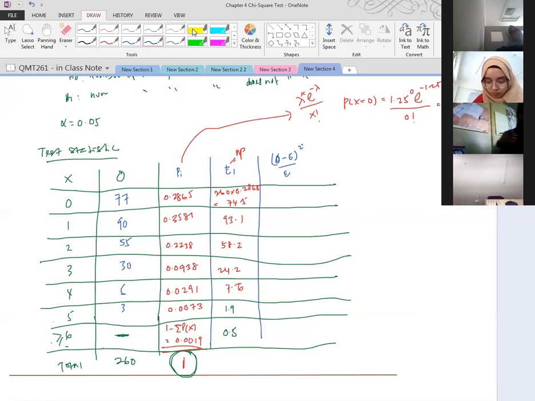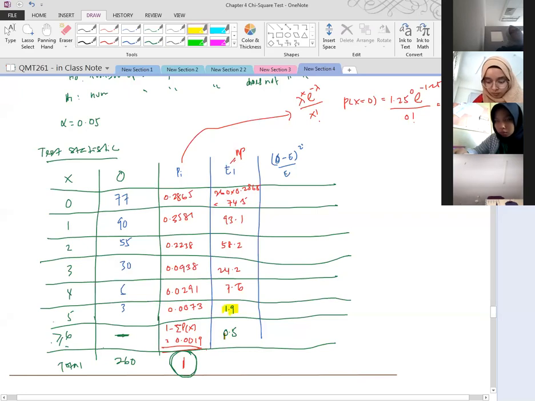Look at this one, 1.9 and 0.5. 1.9 plus 0.5 is still less than 5, if you want to combine this one. So let's say we combine these 3 cells together. The best is that we combine these cells together, becoming 3 cells into 1. So this one should be equal to how much?